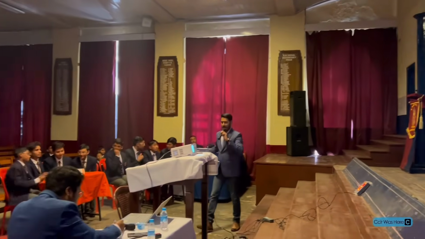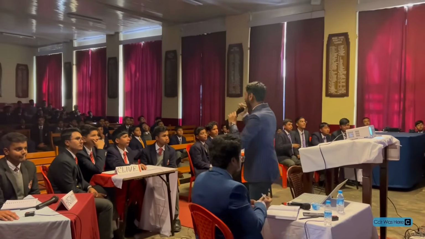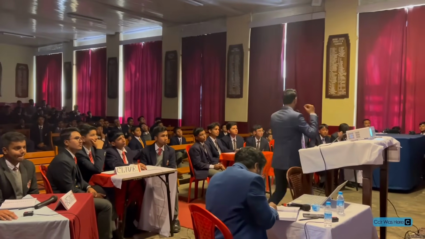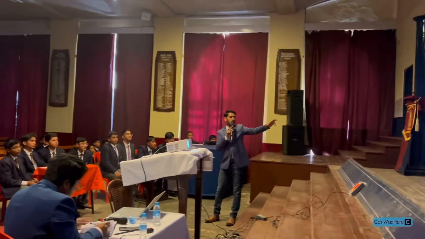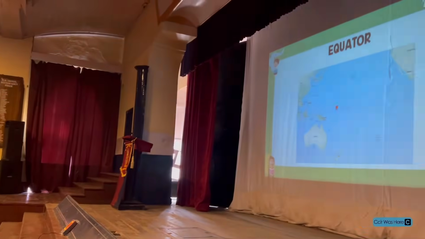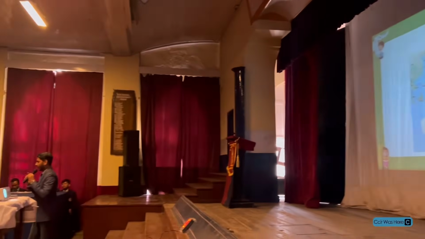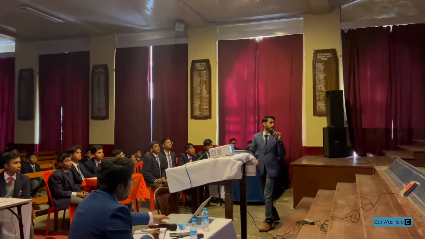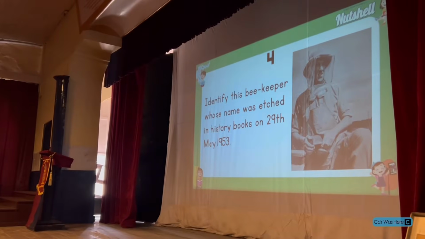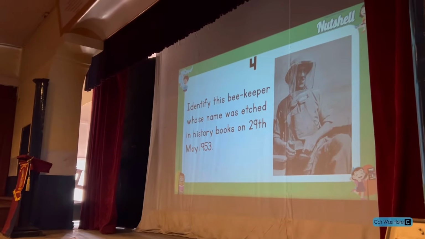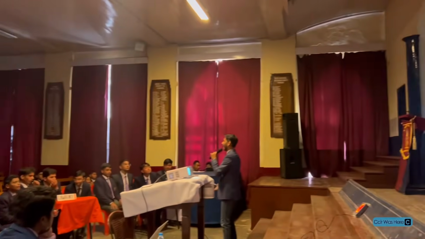That's absolutely correct. And the reason is the island of Nauru is right below the equator. That is why it's a very, very small island nation amongst the smallest countries in the world. And you can see that here in the map itself. Good answer. Lawrence gets a plus 10 on this. Alright. Fourth question on the screen. Identify this beekeeper whose name was etched in history books on 29th May 1953. He's a beekeeper, but we don't know him as a beekeeper.